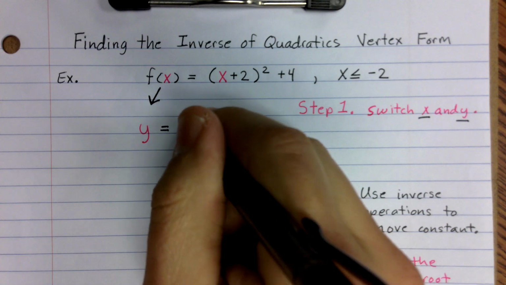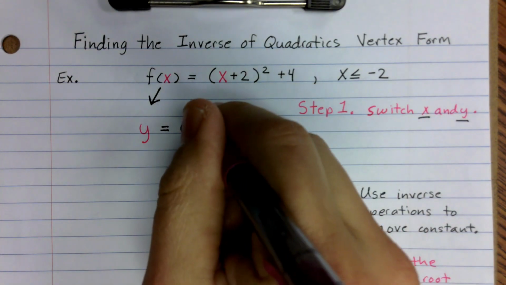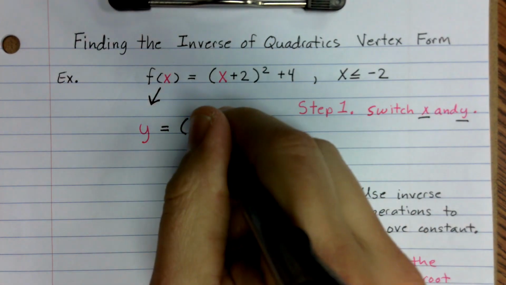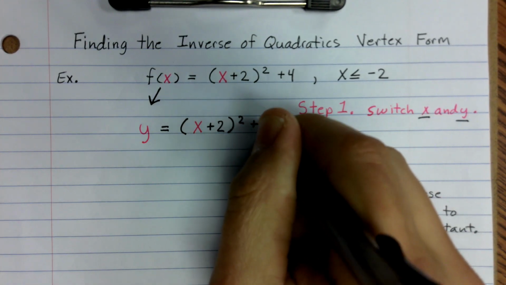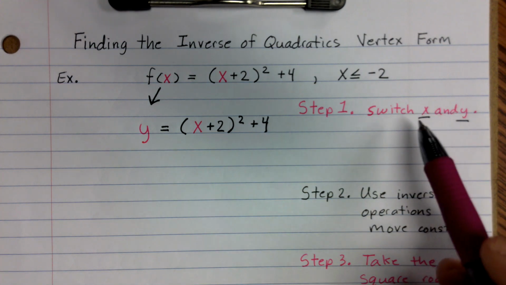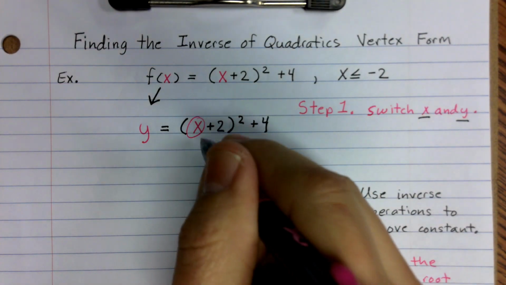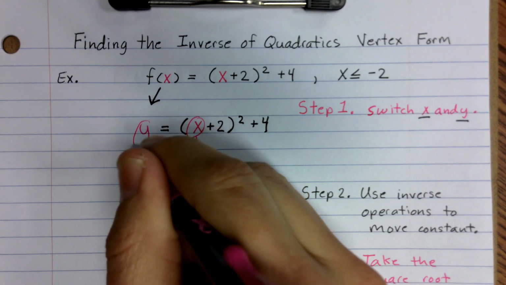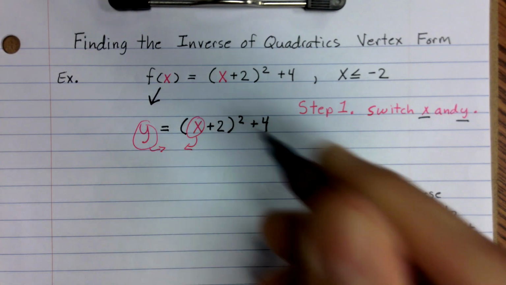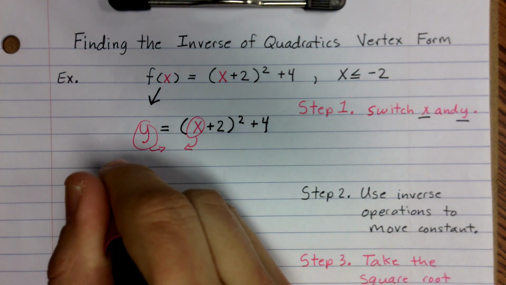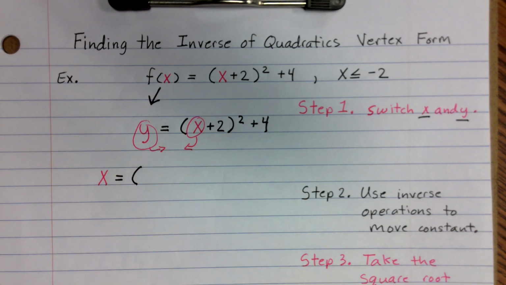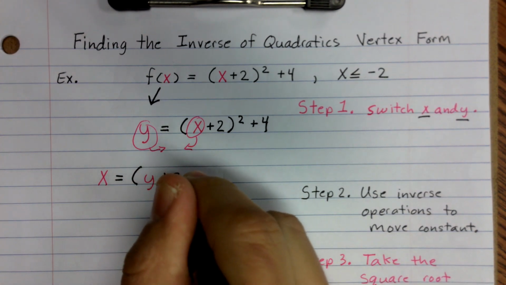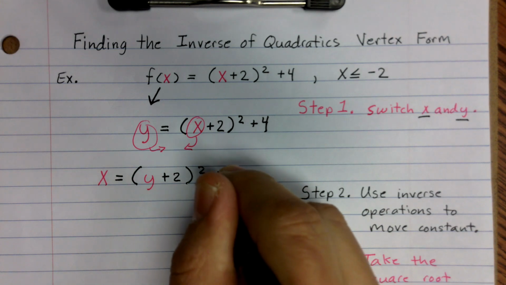And set that equal to our equation, which is (x plus 2) squared plus 4. And now I'm ready to go ahead and do that swap with x and y. My x is going to move to the left in y's place, and y is going to move to the right in my x's place. In other words, it's going to become x is equal to (y plus 2) squared plus 4.